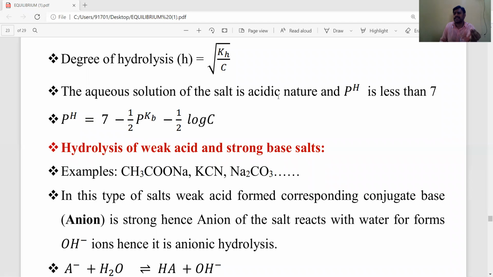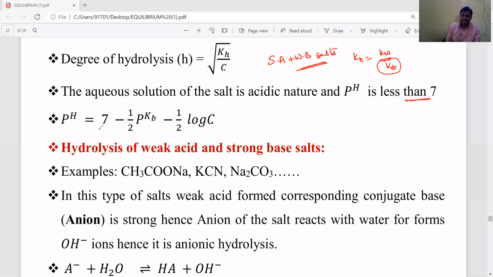If the salt has an acidic nature, its solution has a pH value less than 7. That's why the pH of strong acid plus weak base salts is less than 7. This is because Kh equals Kw by Kb, so Kb is present in the denominator.